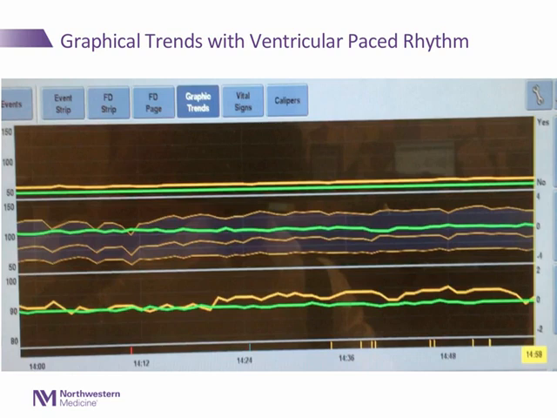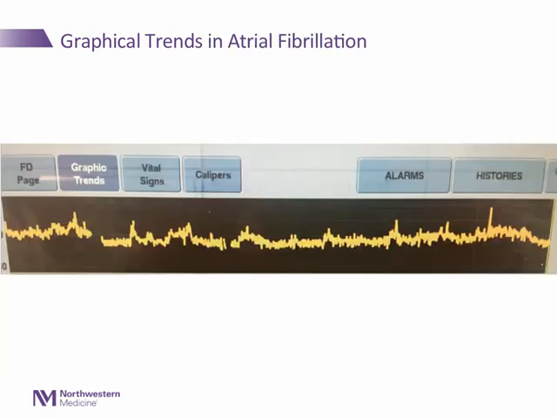In patients with atrial fibrillation, the normally thin trend line seen in sinus rhythm becomes markedly thickened. This is because with atrial fibrillation, there is beat-to-beat variation in the duration of the RR interval. Thus, the calculated heart rate varies considerably from one beat to the next, causing the trend line to be thick.